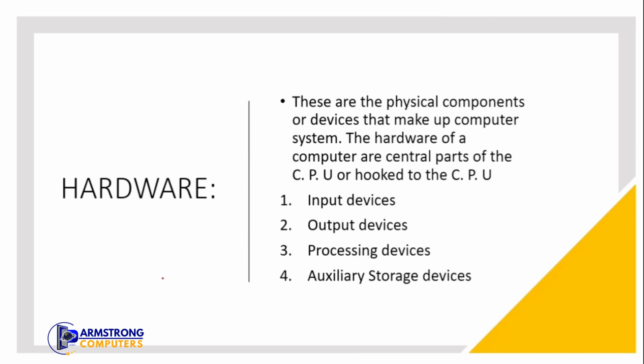And then we also have the mouse, also a hardware device hooked to the CPU. The printer is also an output device hooked to the CPU. The monitor is also hooked to the CPU. Also the processing devices, which are inside the system, which are the processor and the auxiliary storage device. These are all hardware devices.